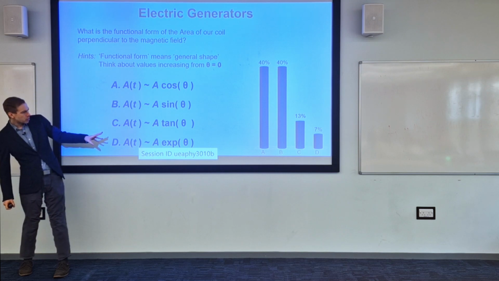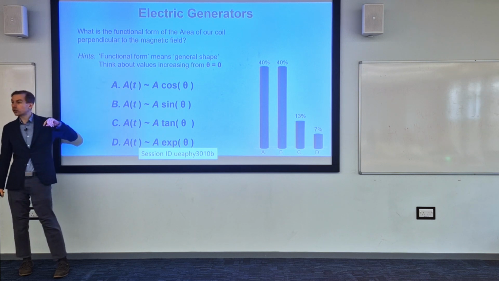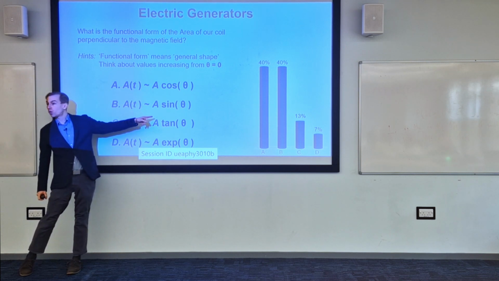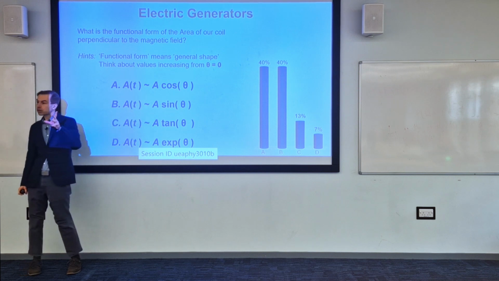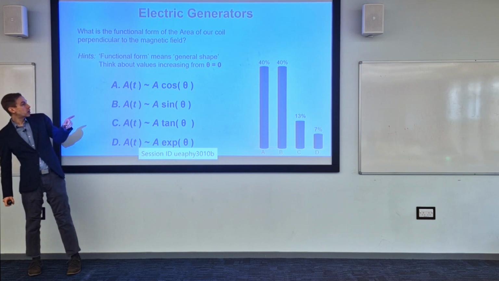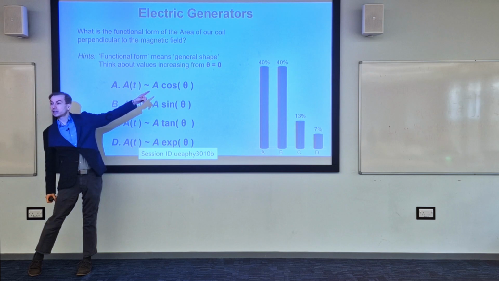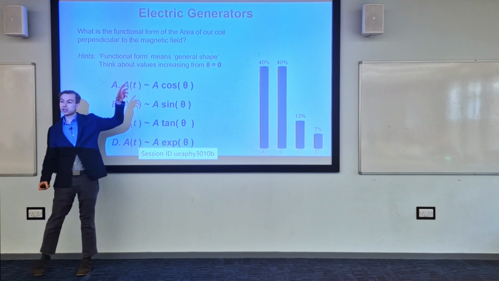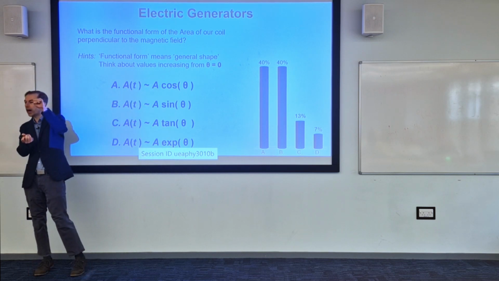Now, looks like some people thinking maybe it could be C or D. Most people going for these more just the sinusoidal ones, so the cosine or the sine. Now, the key with this one is to think what's going to happen when our angle is 0. So when our angle is 0, we want the full area. We don't want the area to go to 0.